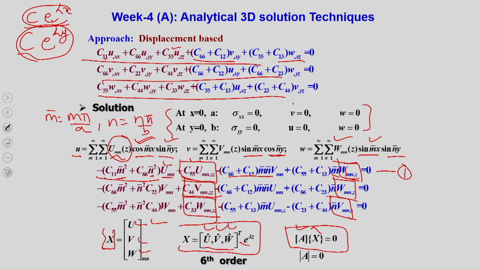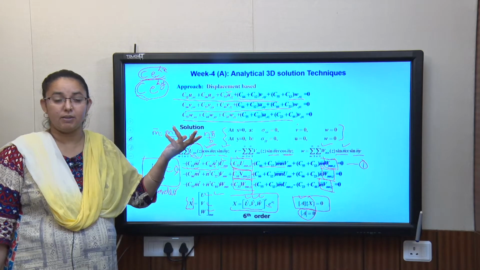So, trivial solution is that u hat, v hat, w hat is 0, but there is no use. So, next non-trivial solution, the determinant has to be 0 if the solution exists. So, from that we will get a characteristic equation of 6th order. So, you will have 6 roots. Based on those roots, you will write the solutions. I have already explained in the Levy solution, if my roots are real and same, real and different, and complex conjugate, 3 base cases will be there.